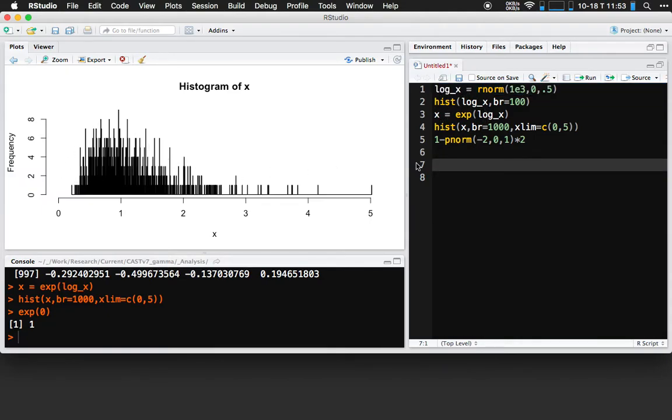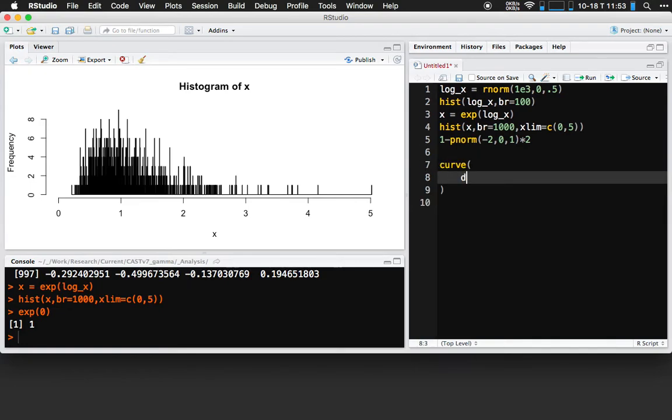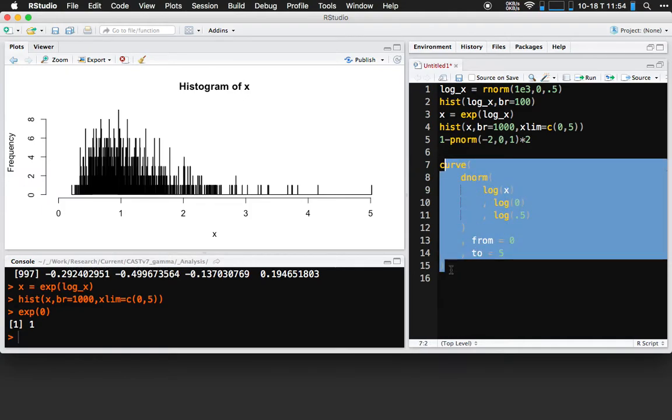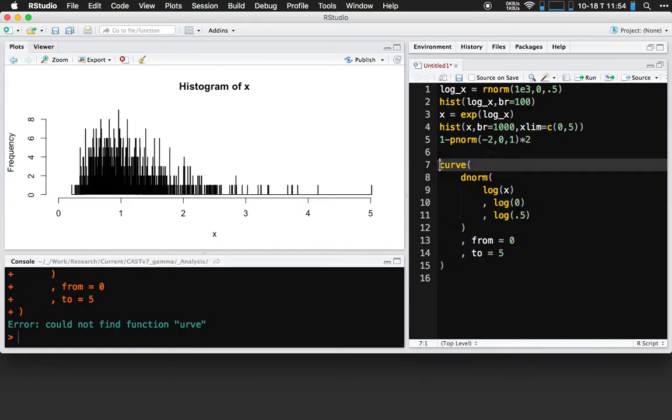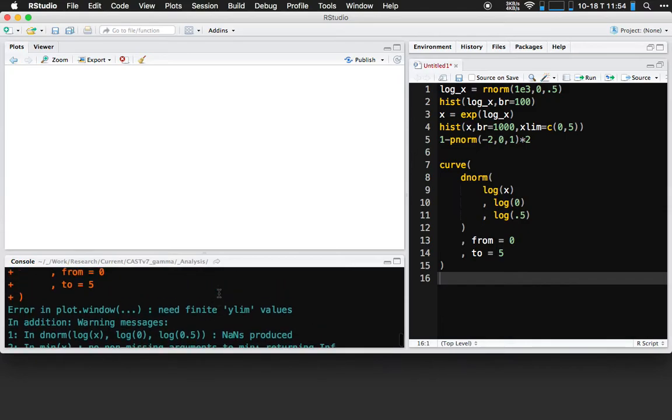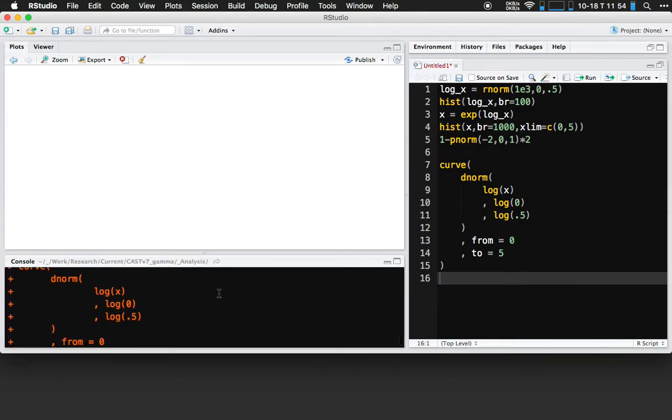A way to get a nice pretty curve, though, is to use the curve function, and you use dnorm, but you log everything on the inside. And have to tell it from equals 0 to equals 5. This should plot the same outline as this, but as a curve.